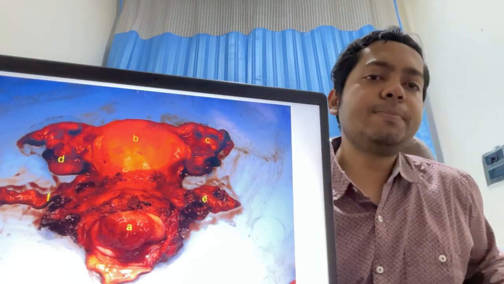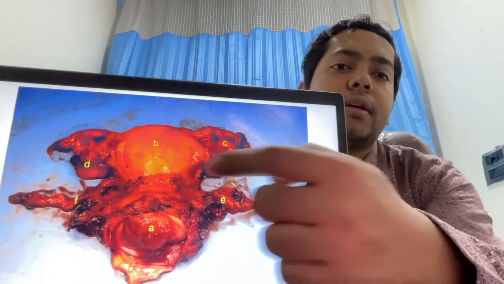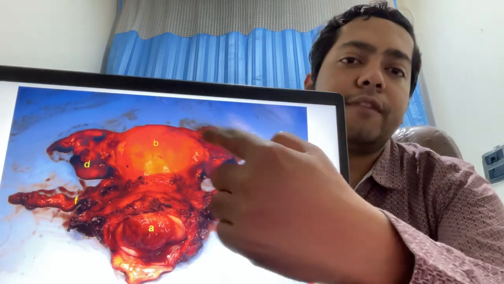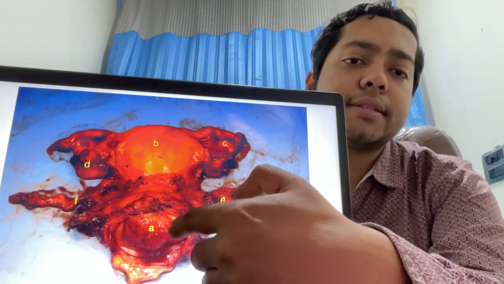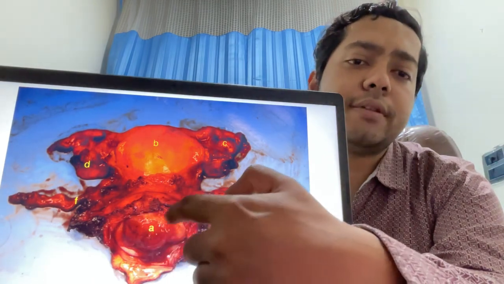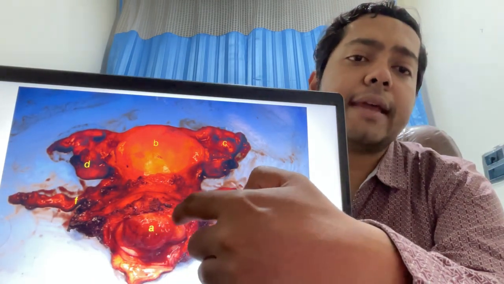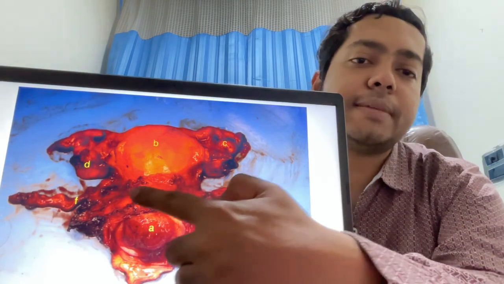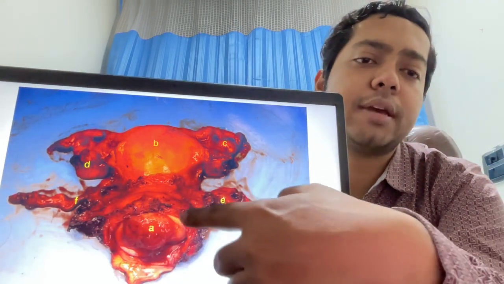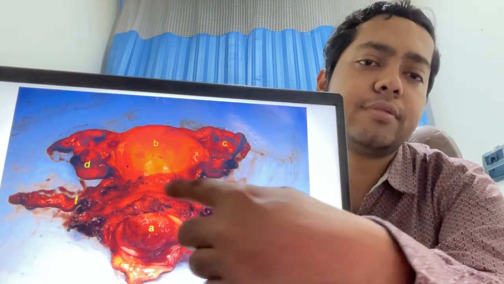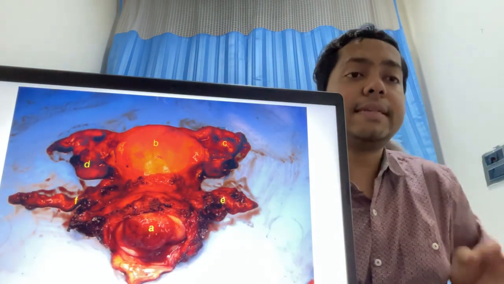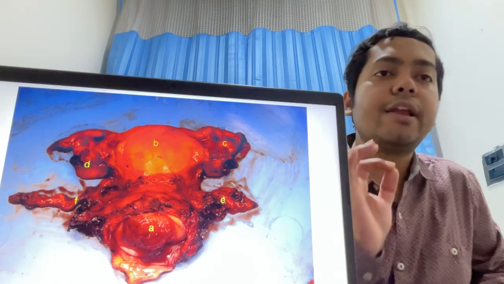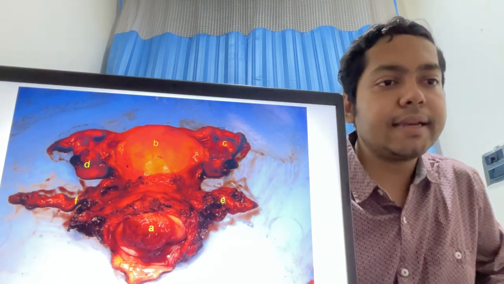Now this is a specimen showing uterus, bilateral fallopian tubes and ovaries along with the cervix, and there is a growth in the cervix. ठीक है, and along with the cervix this specimen also has the parametrium which has been dissected out. This is the parametrium which has been dissected out. So this is a specimen of radical hysterectomy, that is.